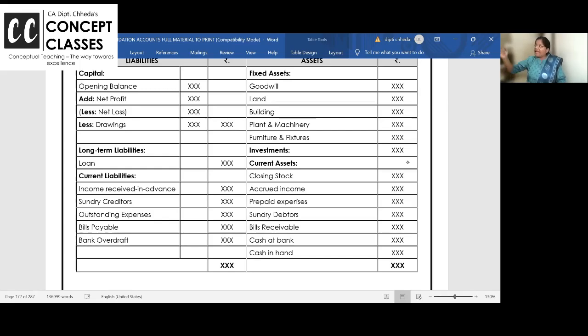Prepaid expenses. Next year's expense also you have paid now. So you can't take it in the P&L account. In the P&L account, only 12 months expense should go. But I have to pay 14 months rent. So 2 months rent is your asset. You have paid in advance. Then debtors, bills receivable, cash in hand, cash at bank.